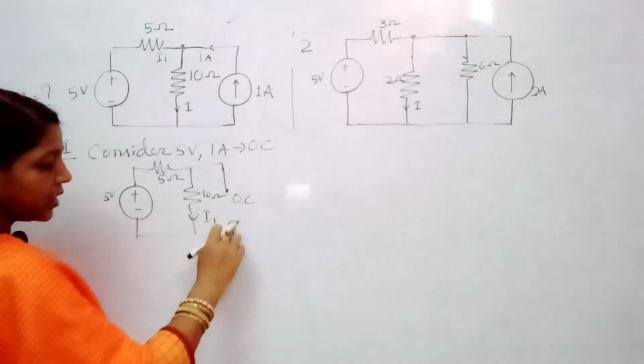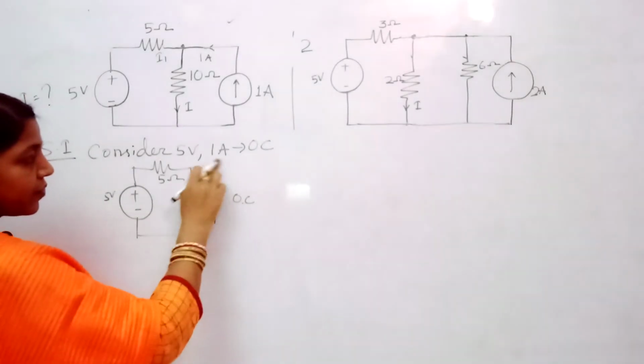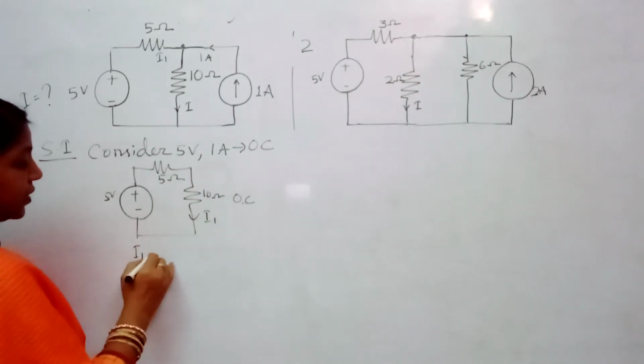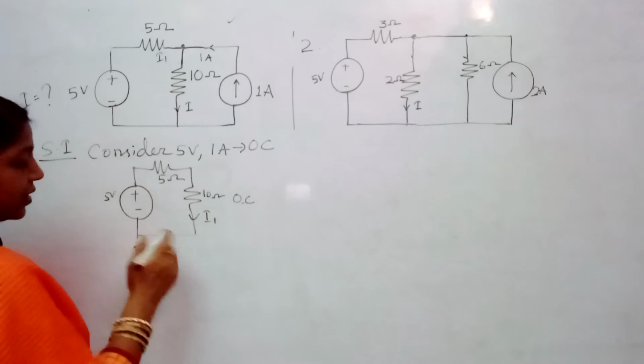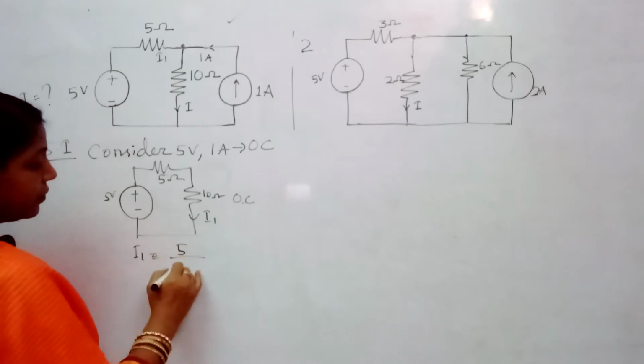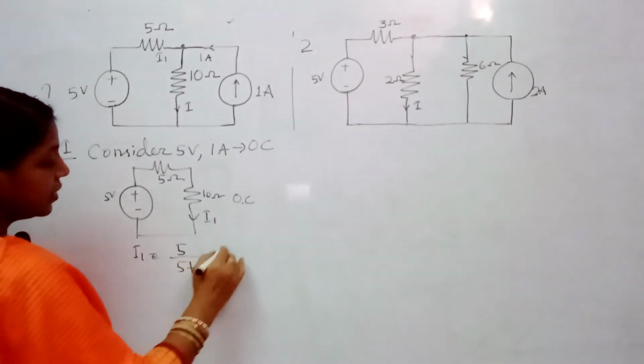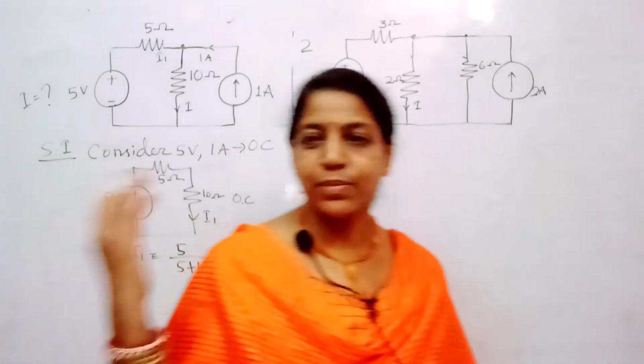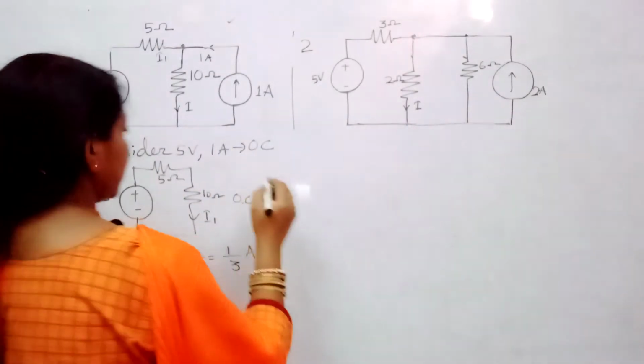This open circuit, can I keep it like this? Yes or no? Now directly, what is I1 equal to? Total voltage by total resistance. So 5 by 5 plus 10, that is equal to 1 by 3 amp. Simple.